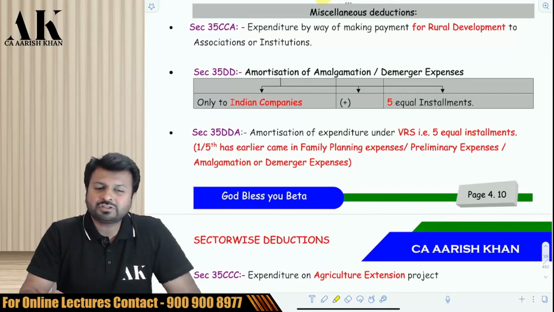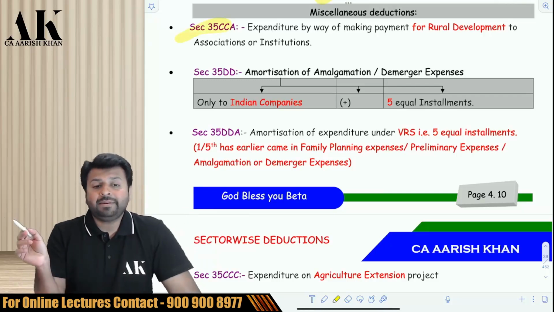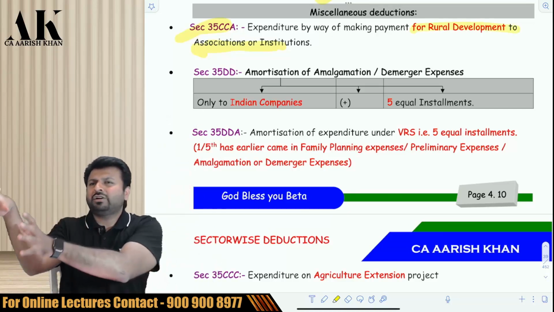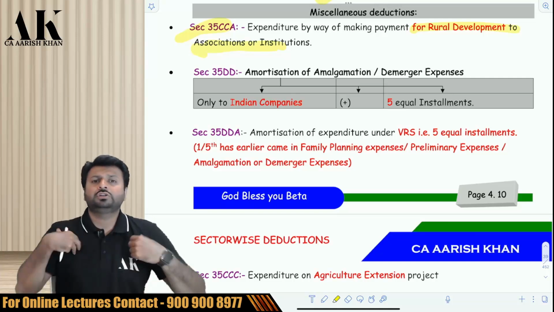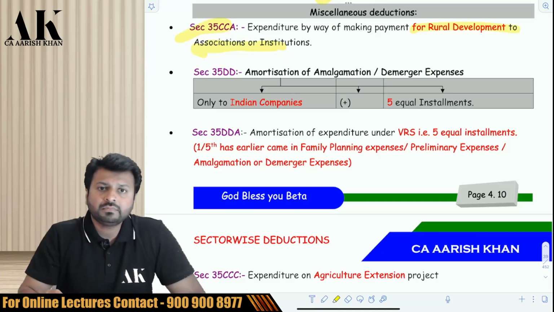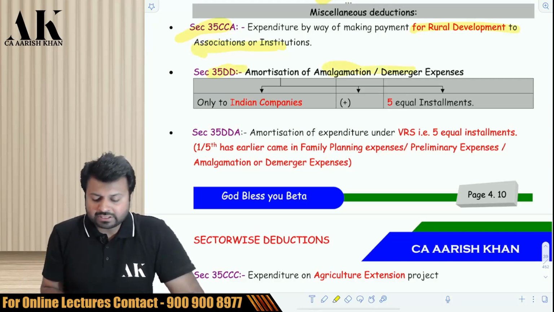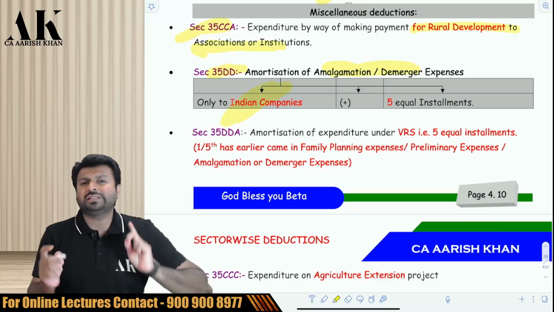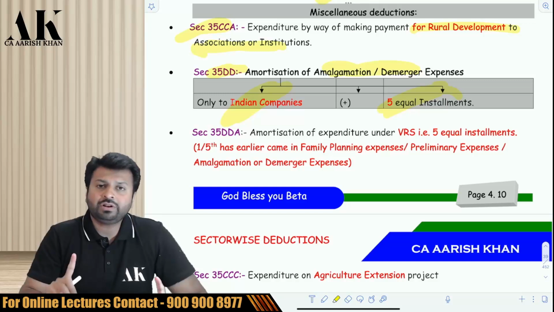Next, there are some small deductions which I am addressing now one by one that will complete all sector-wise deductions. 35CCA. If you make payment to any association or institution for rural development, suppose there is a trust engaged in rural development, you are making a payment to that particular association, you will get deduction. Okay. Second, 35DD, if you are incurring amalgamation or demerger expenses, you will get deduction, but this deduction is only available to Indian companies, not to others. That too, it will be amortized over a period of 5 years. It will not be allowed in one single shot.